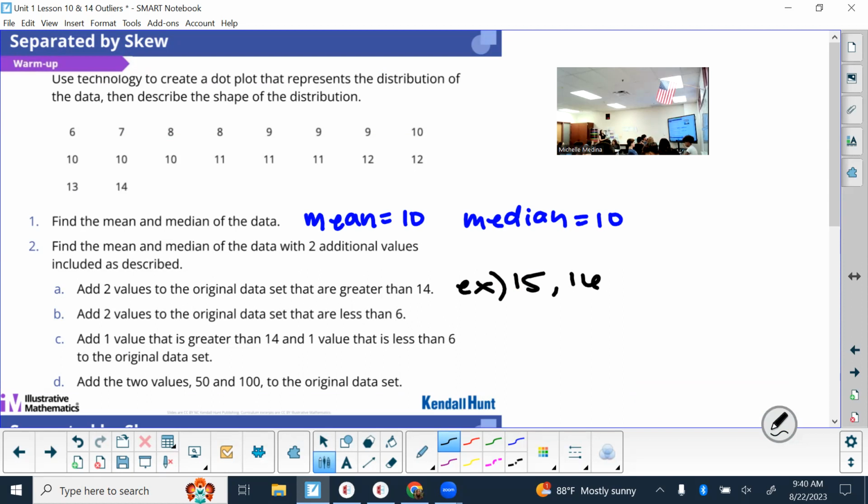And now for B, we're going to add 2 values that are less than 6. So what are some numbers less than 6? I heard 3 and 2 first. If you already have numbers smaller than 6, that's fine. You don't have to change them. You'll see the same trends when you do them. And then next, we add a value that's greater than 14 and a value that's less than 6.